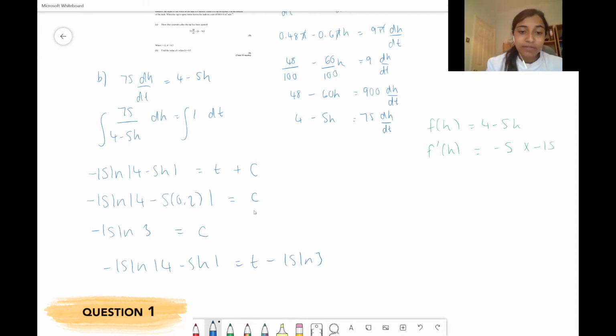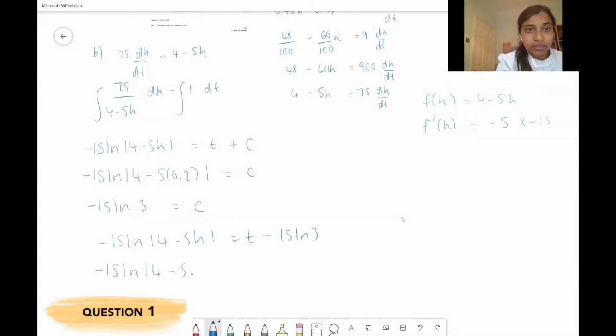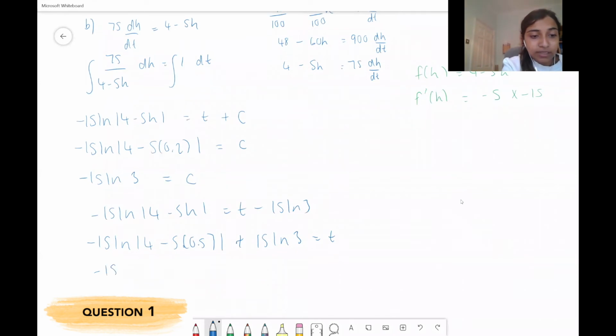And then we just want to find the value of t when h is 0.5, so we can just plug that in to get minus 15 ln of 4 minus 5h, when h is 0.5, plus 15 ln 3 is equal to t, and that is equal to minus 15 ln of 1.5 plus 15 ln 3, that's equal to t.